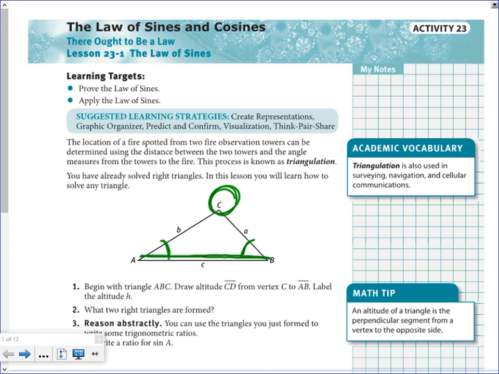Something to note on this one: you don't actually have to know the distance from point A to point C. We don't have to know this distance. If we know the distance between two of them, and then we can find these angles, we are able to find both this distance and that distance. So we're going to start by developing this law of sines.